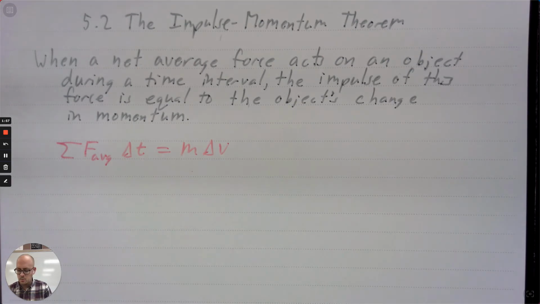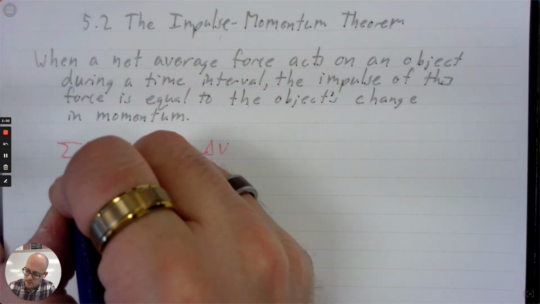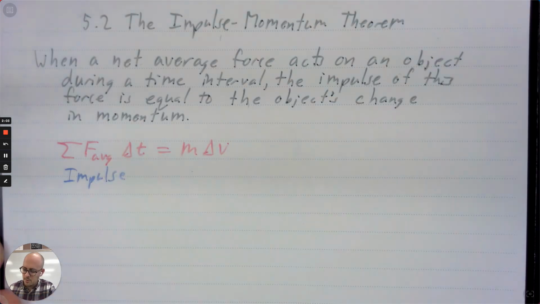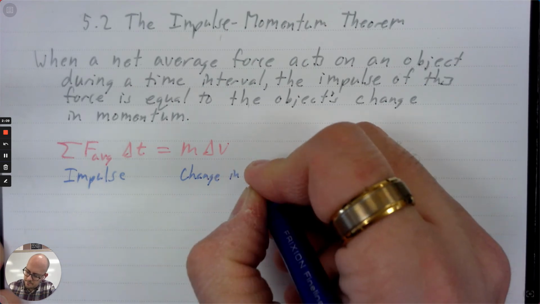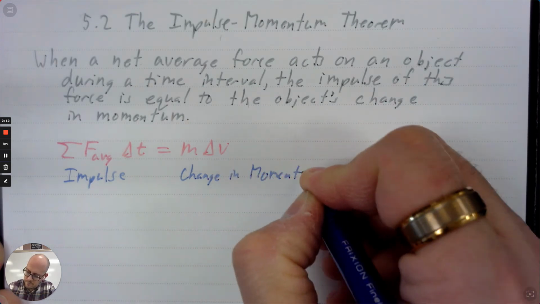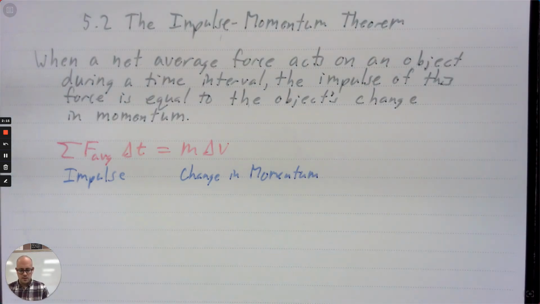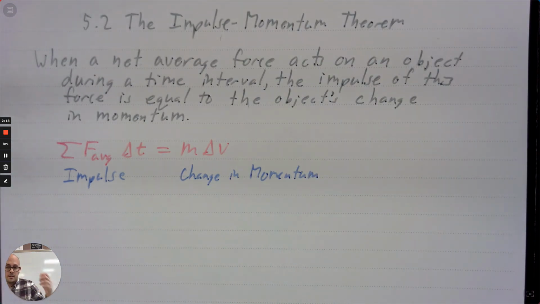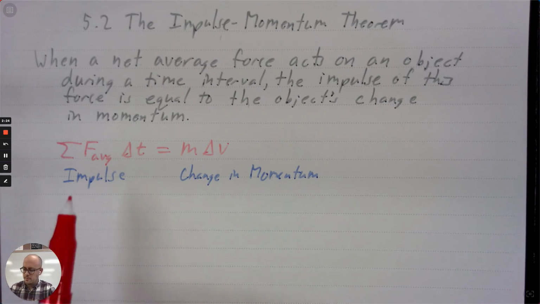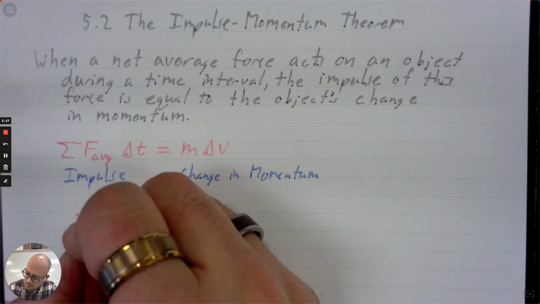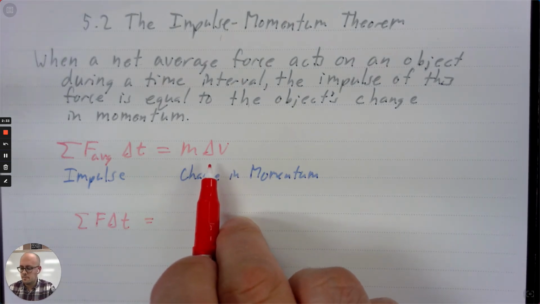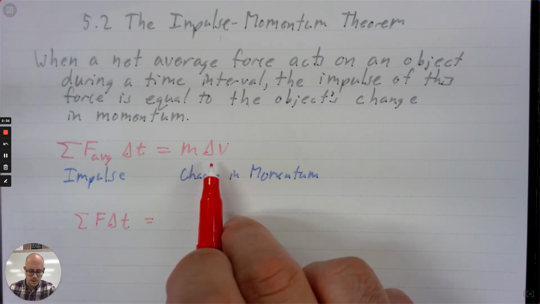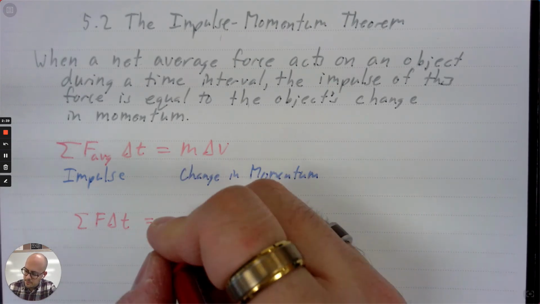Just to review what we have here, the left-hand side of the equation represents impulse. The right-hand side represents change in momentum. This is the equation that you're going to use in the first part of the unit to analyze interactions between objects, where you're just focusing on one object at a time. For completeness, this net force times time is impulse. If I take delta v and turn it into final minus initial velocity, I can write the following.